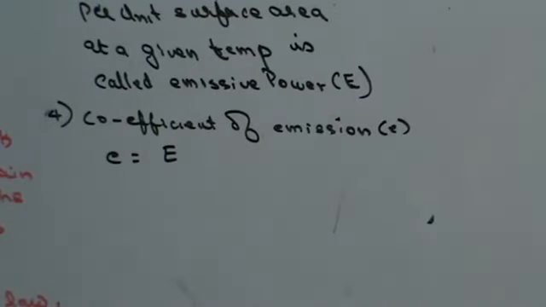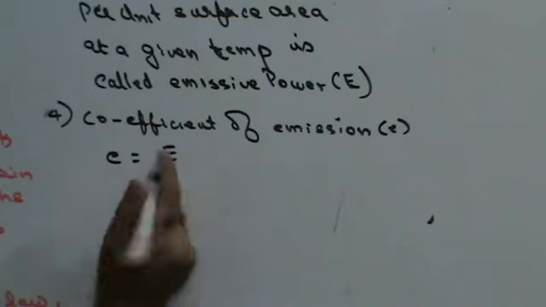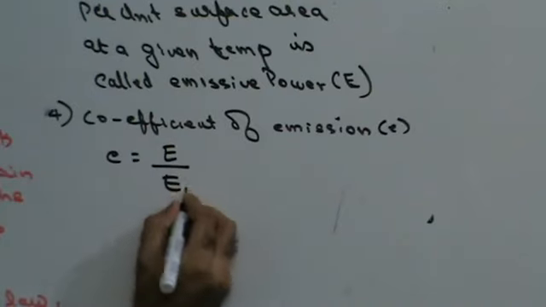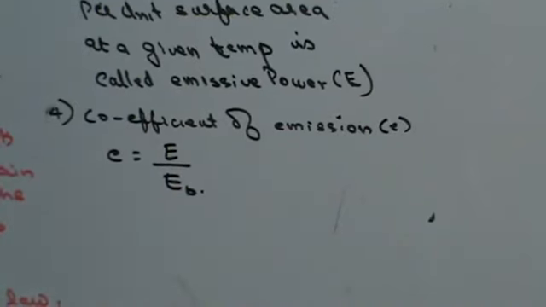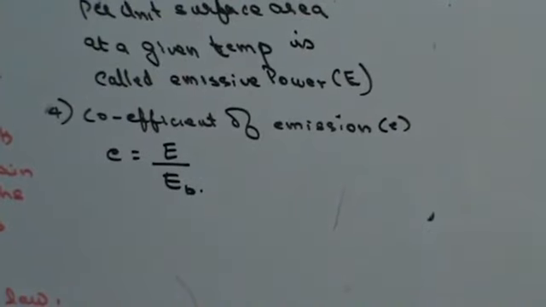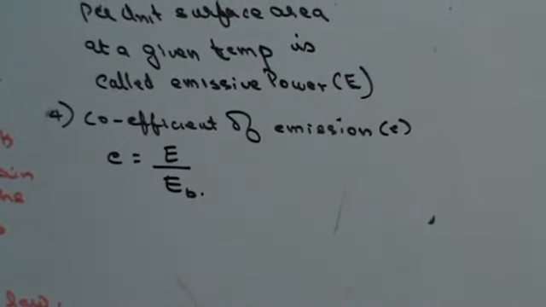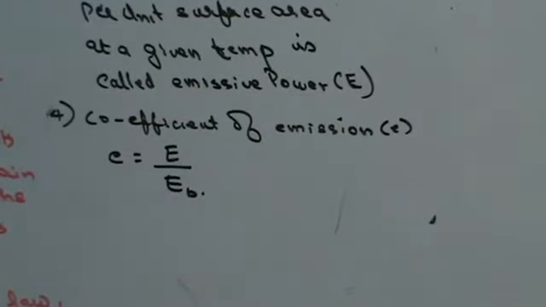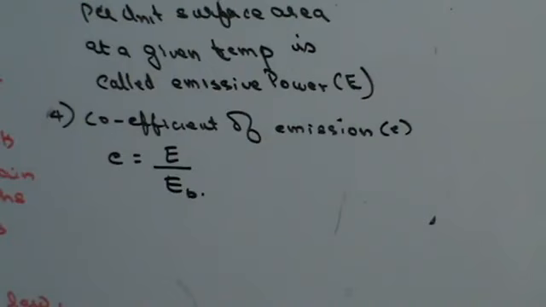Coefficient of emission is the amount of emission done by any body to the emission done by a perfectly black body. It is the ratio of the emissive power of a body to the emissive power of a perfectly black body. And I already explained to you what is emissive power. It is the amount of radiant energy emitted per unit time per unit area. This particular ratio of any body compared to that of a black body is called coefficient of emission. Fine, do we get this thing here? Can you write this down?